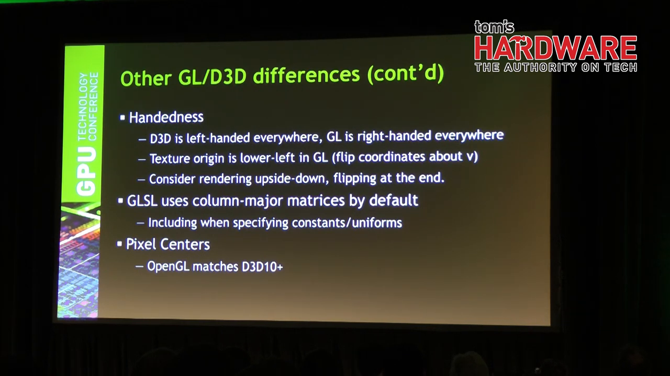So other differences that we bumped into: there's a handedness issue. D3D basically is left-handed everywhere, and GL is right-handed everywhere. Right-handed being the math convention, but D3D is pretty convenient in this case. This was one that I clutched onto as long as I could. But the texture origin is also lower left in GL, and so that means you have to flip your coordinates about V. And unfortunately, because of compressed textures, it's hard for you to just flip them at load time. If you've ever had to flip a compressed texture, it's a bit more work than you would prefer. One thing that we did was we actually render upside down and then we just flip at the end, and that solves a lot of the problems here for us.